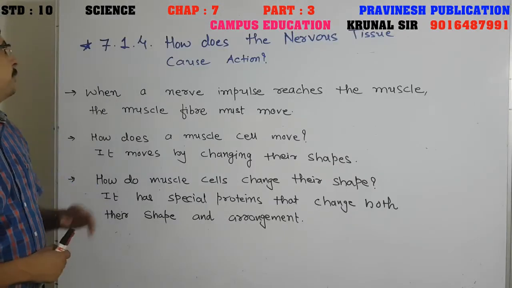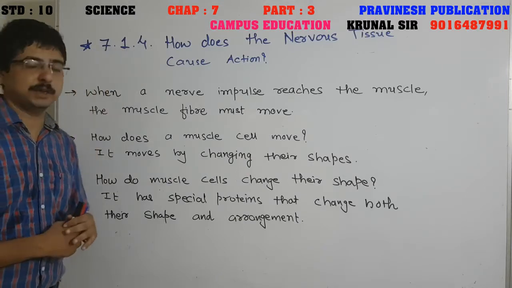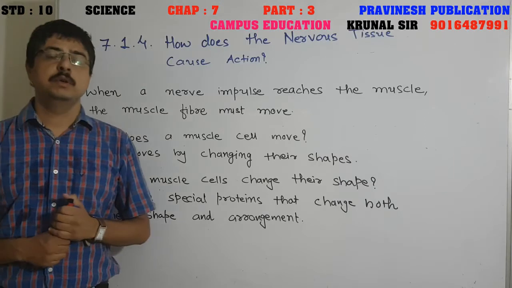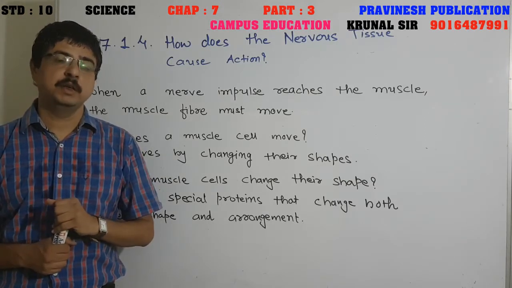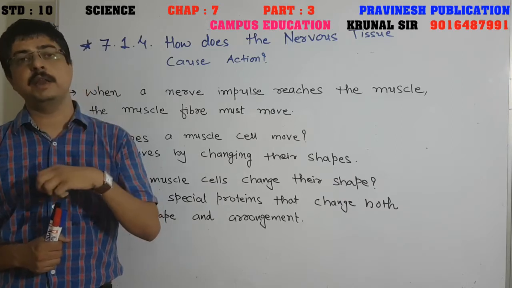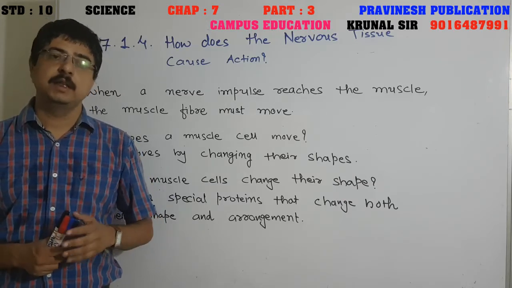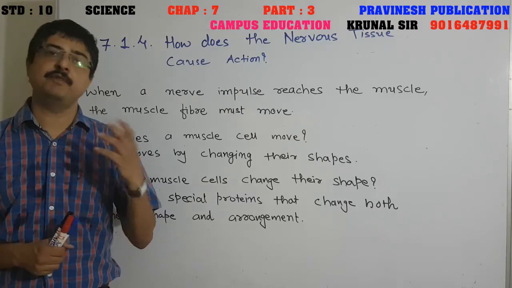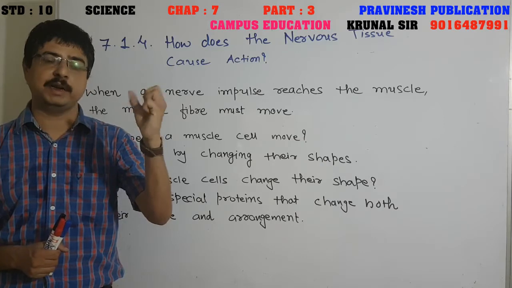Now friends, next topic 7.1.4, how does nervous tissue cause actions? Friends, we know there is an external stimulus due to which we respond. This stimulus will travel in our body in the form of electrical impulses and then the brain interprets it and we show some movement. For example, I am showing this movement of my fingers right now.